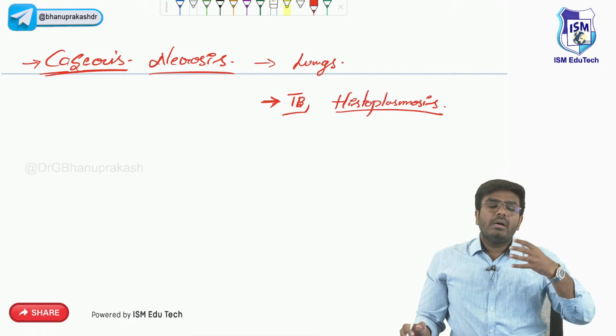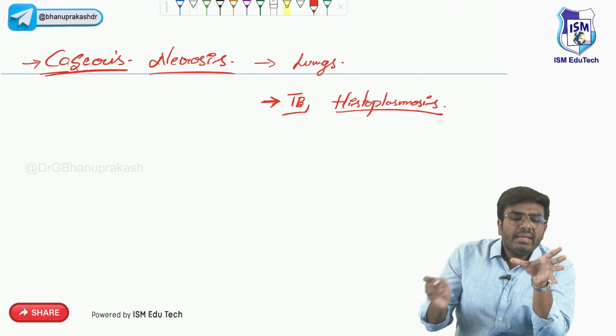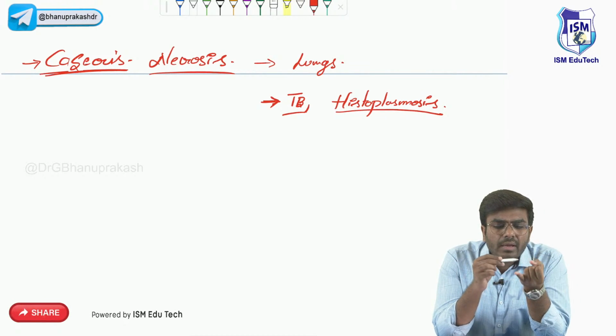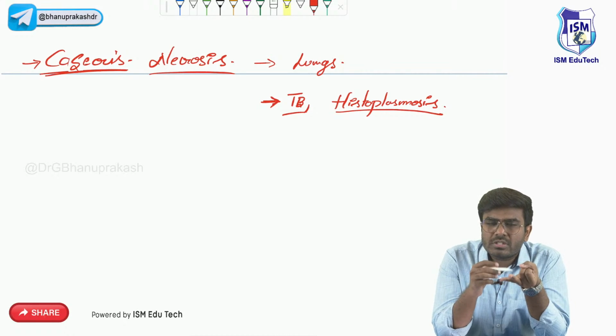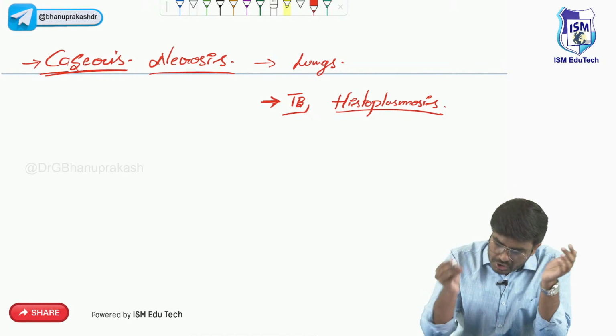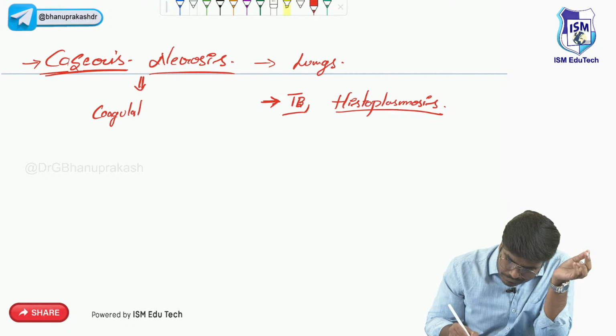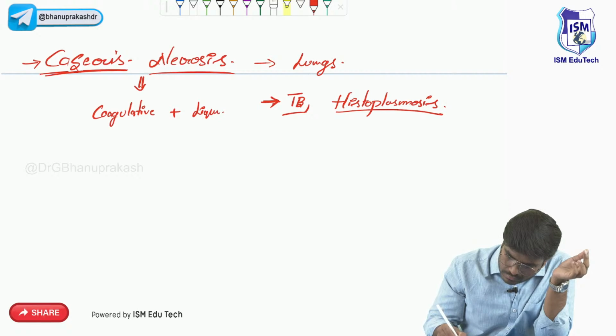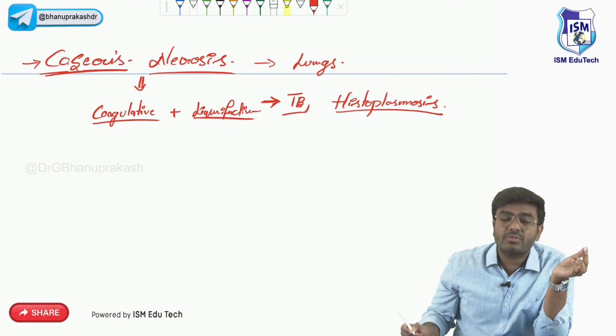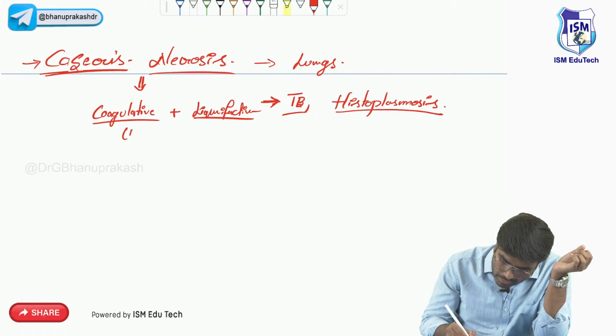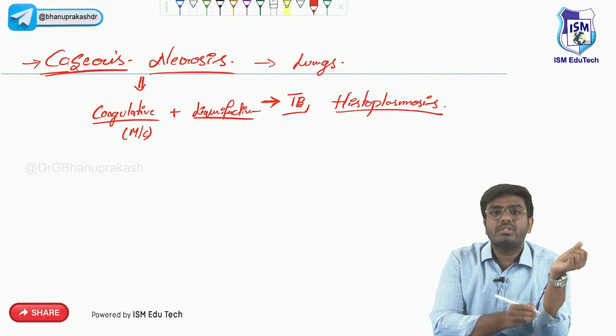Now here, after the death, will these lung tissues have coagulative necrosis or liquefactive necrosis? It means a combination. Caseous necrosis is actually a combination of coagulative plus liquefactive necrosis. It's a combination of both liquefactive as well as coagulative necrosis. But most commonly it is coagulative necrosis only.